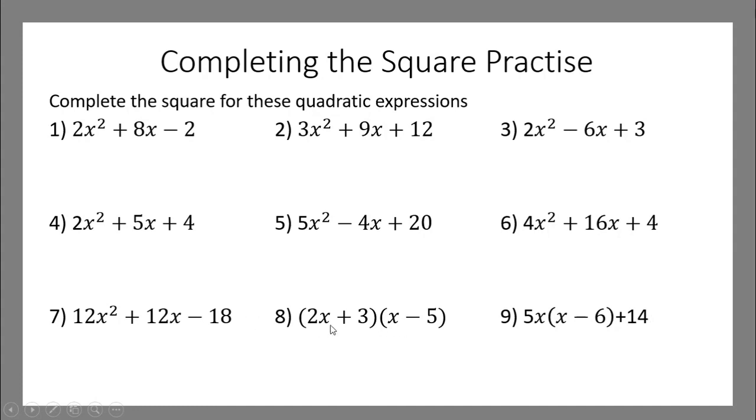This one, you're going to need to multiply it out because this is not a completed square format. It's some bracket times a different bracket. So you need to multiply it out, get it into a format like this, and then follow the 4 steps we had from before. This one as well. Multiply it out first, get it into the quadratic format, and then complete the square. Okay, so hit pause now if you need some time to get through this, and the answers are coming up in just a moment.